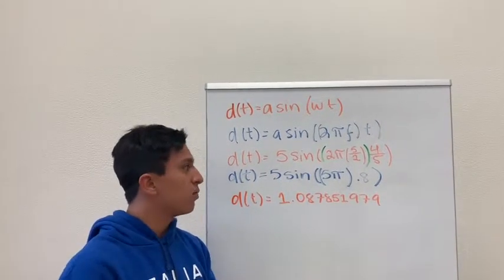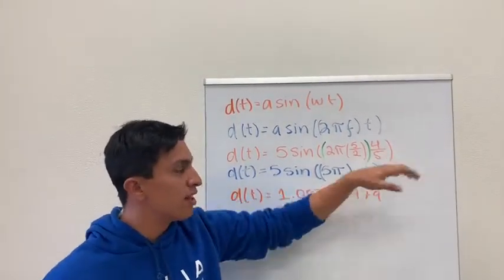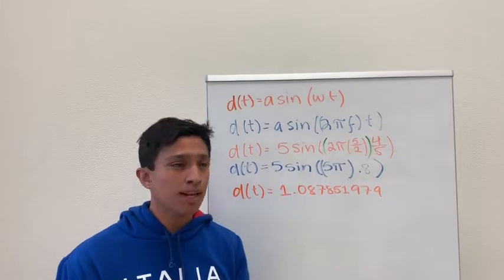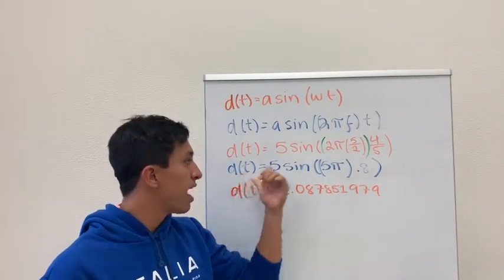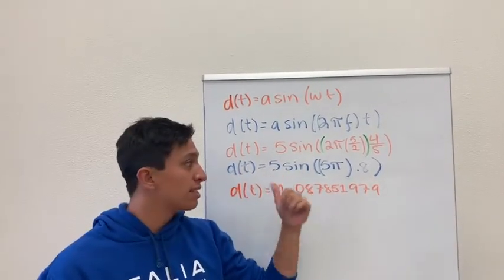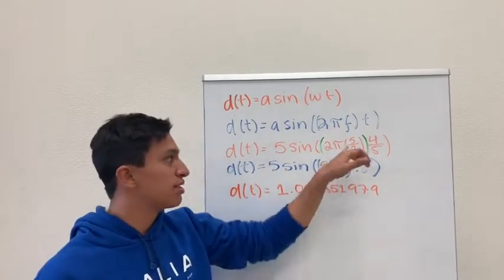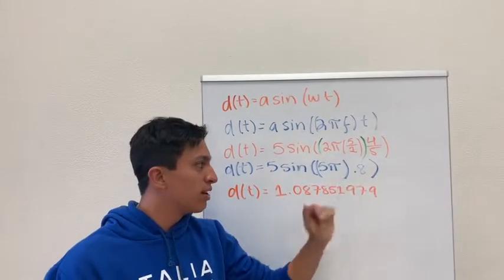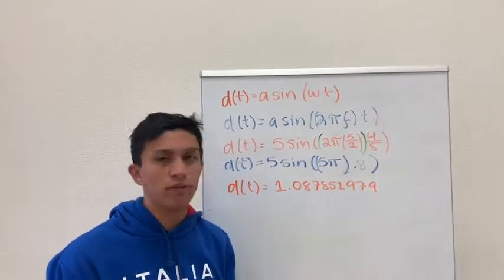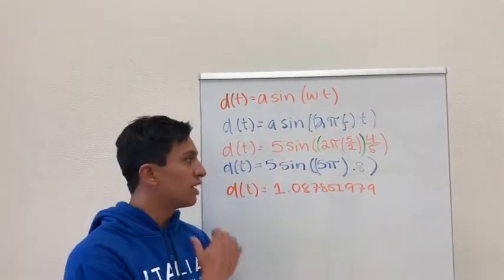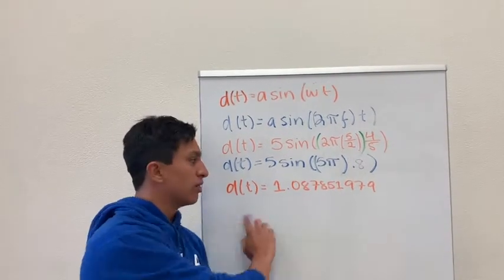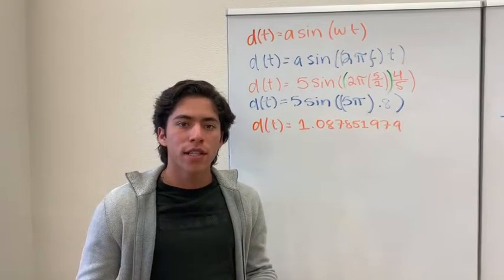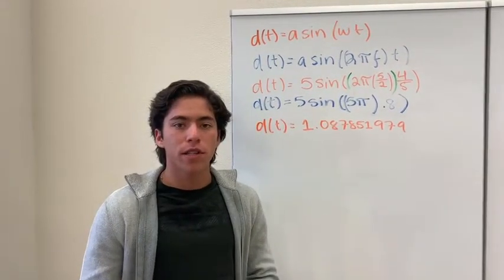Now, after that, we can substitute this value and transform it into a decimal, and we're going to have d of t equals 5 times the sine of 5 pi, which is basically equal to this multiplication over here, and we're going to have the 0.8, which is basically 4/5. Now, once we have that, we can place it all in our calculator, and we're going to have this result, which is 1.0.